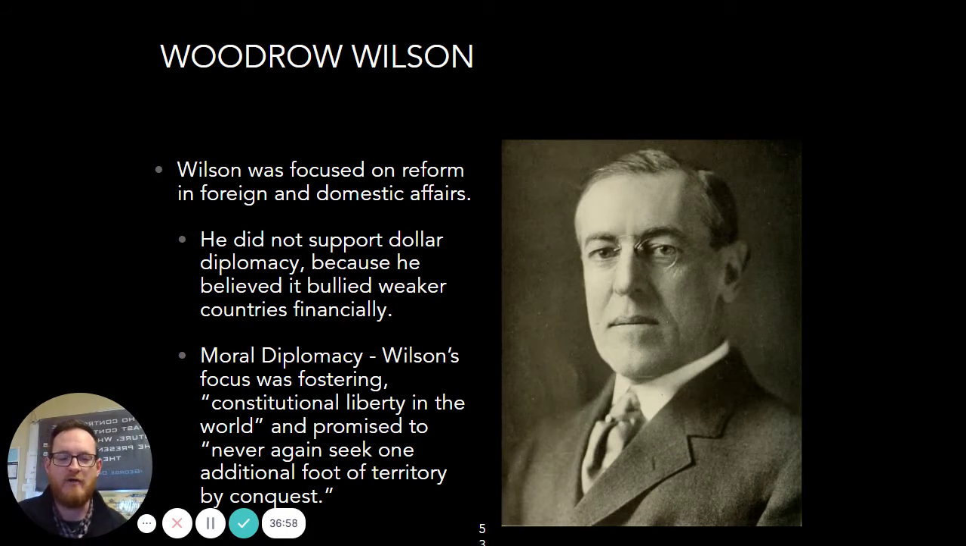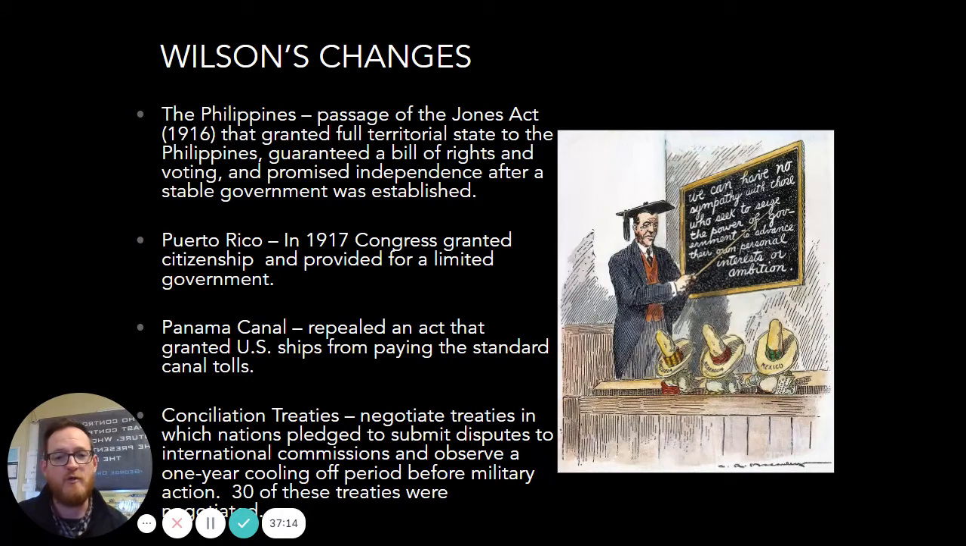of territory by conquest. So again, Woodrow Wilson looks at this as: we shouldn't be engaging in this imperialism and going and grabbing up territories like the Philippines and Puerto Rico and these areas. He's like, we shouldn't do that. We should promote liberty around the world, but we should not be in this for territorial gains.